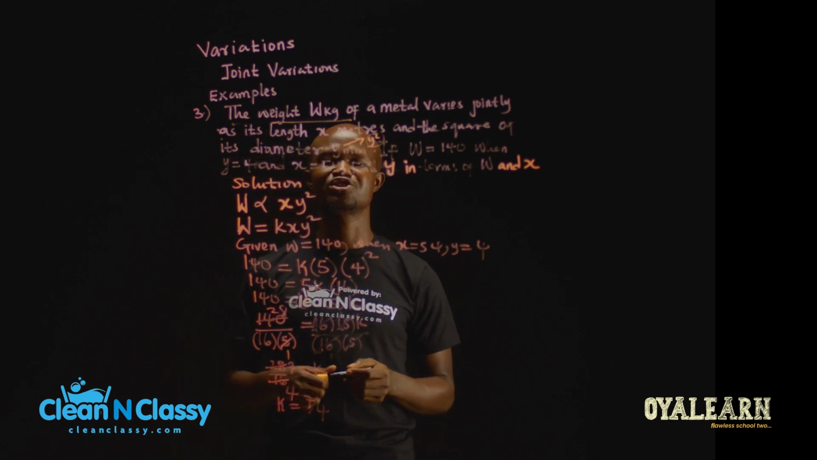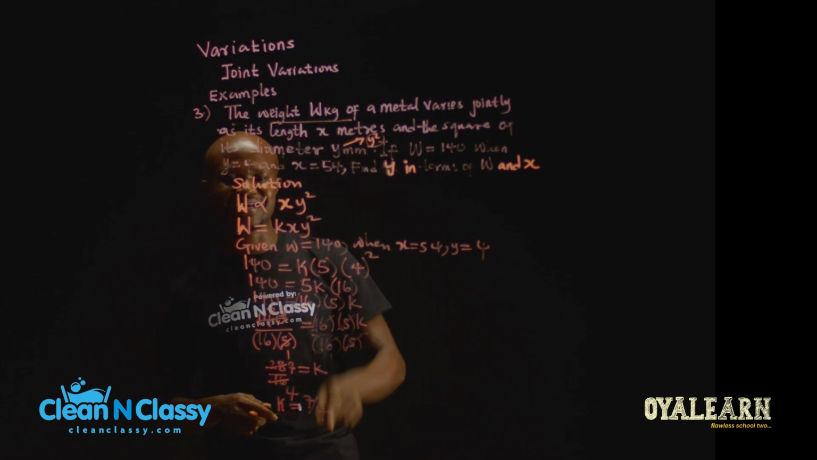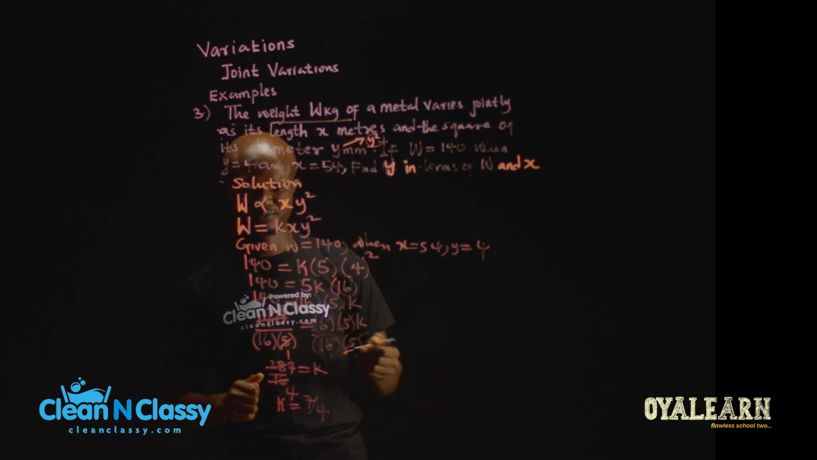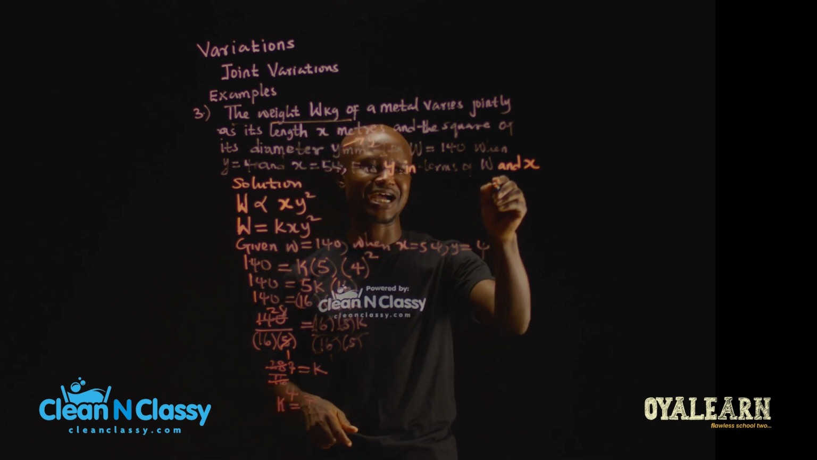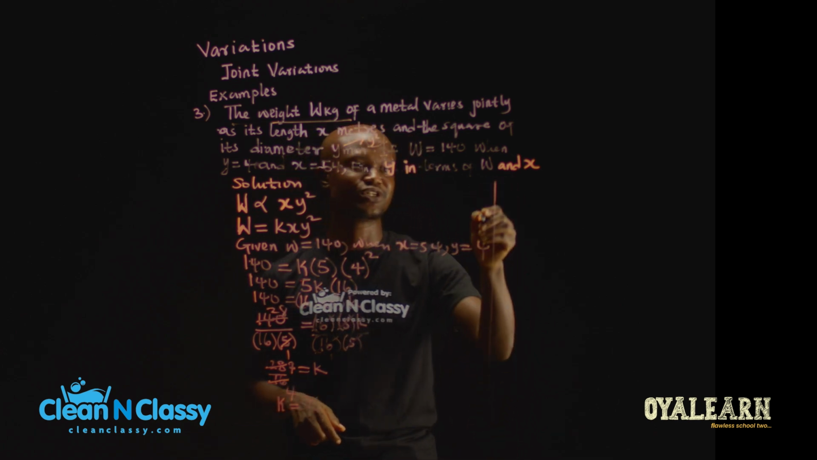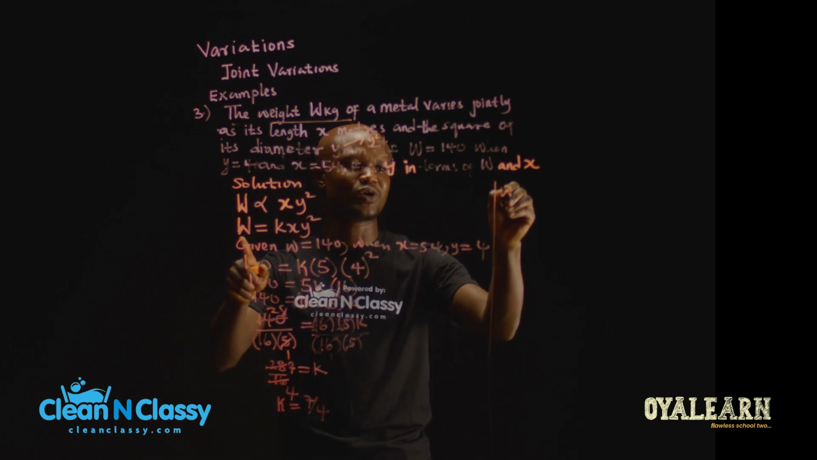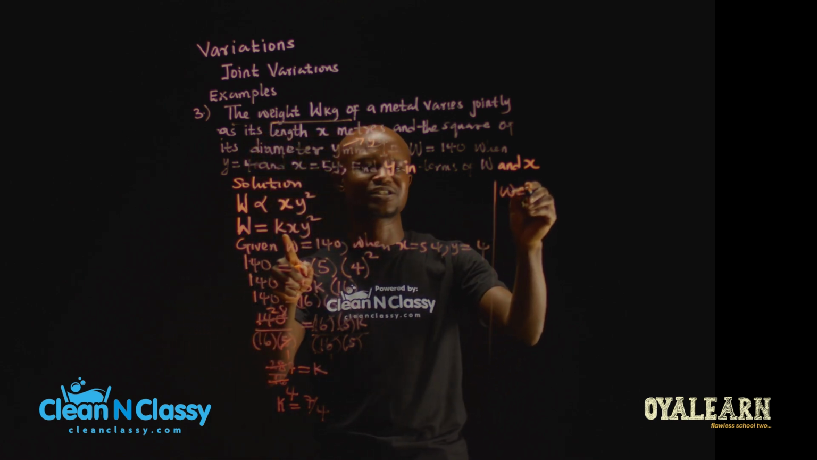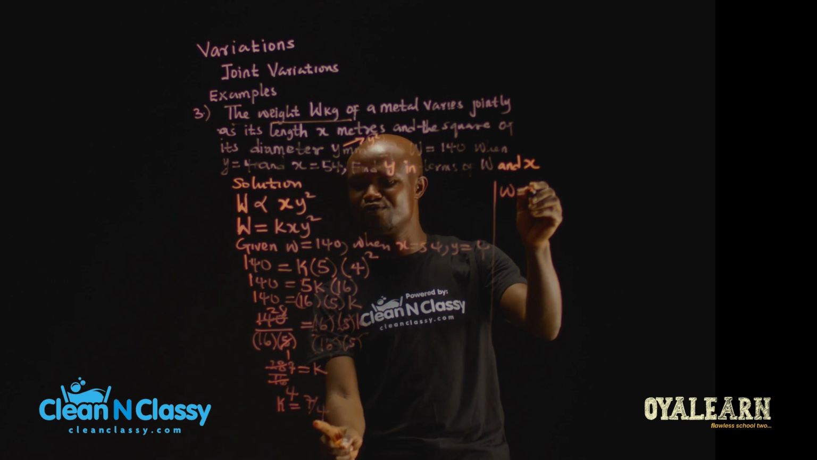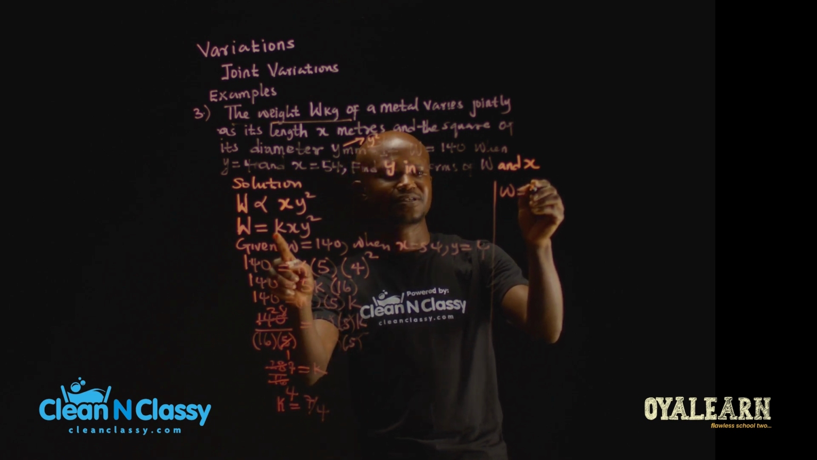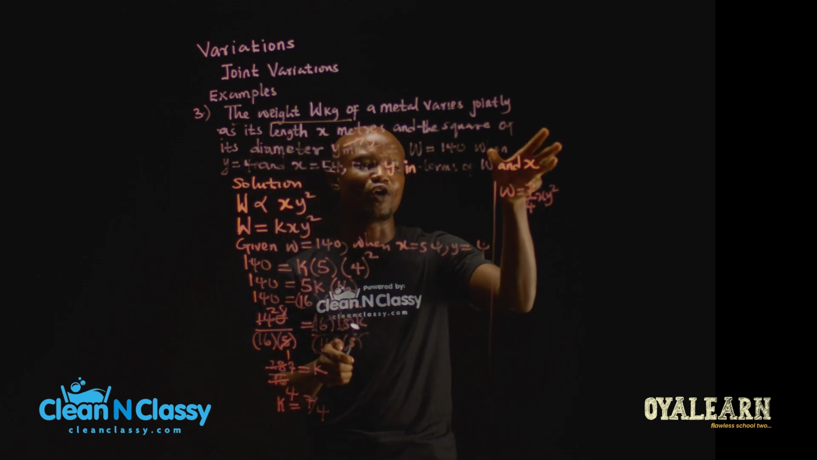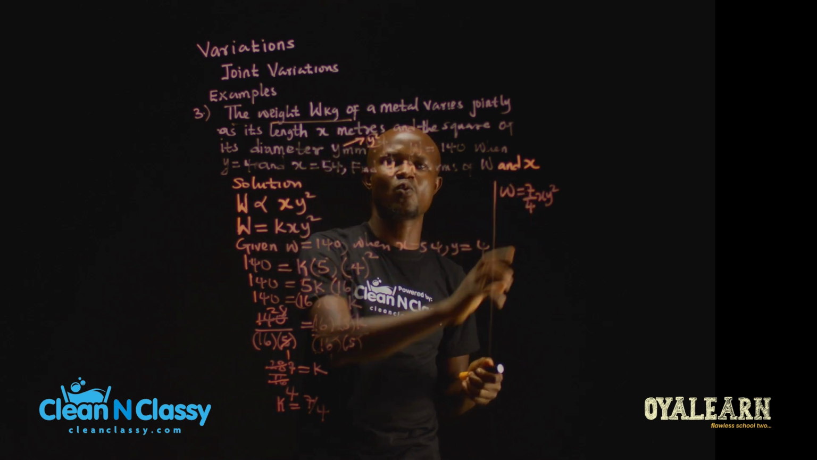we can now write the relationship between W, x and y. Writing the relation between W, x and y, what do we have? It means that from here, W equals what? Look, W equals k x y squared. Meaning that anywhere we see k, we put 7 over 4 here. So 7 divided by 4 x y squared. So this is the relationship connecting W, x, and y squared.